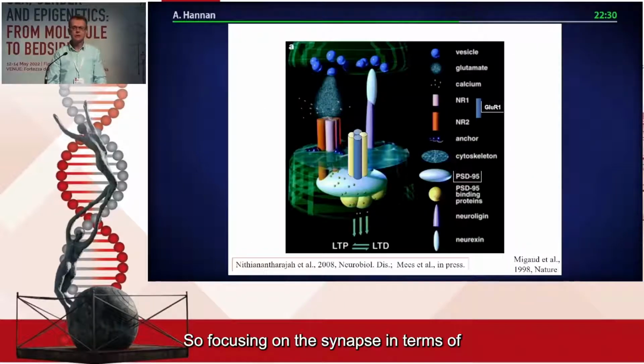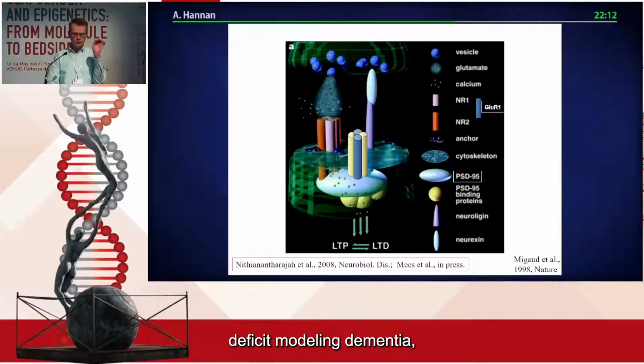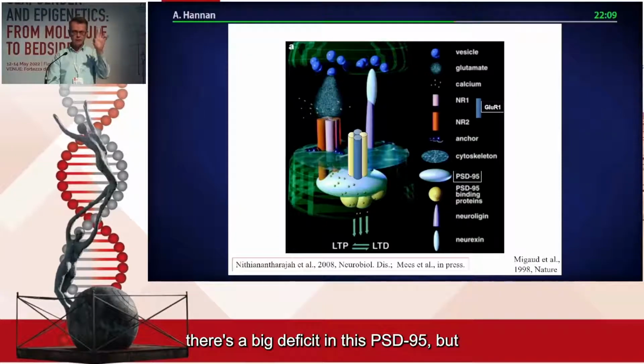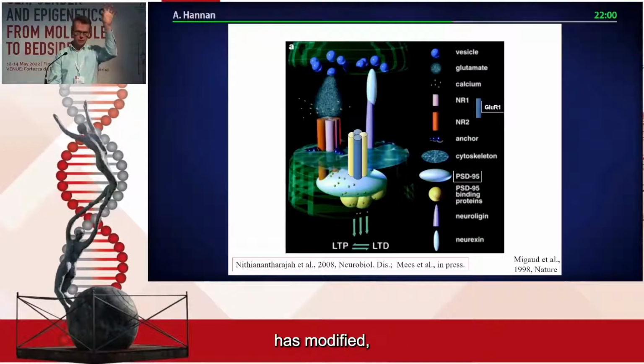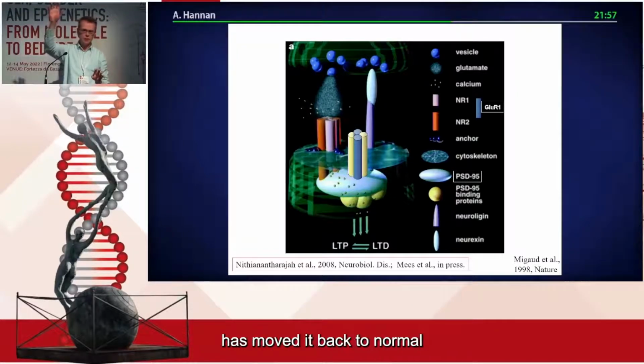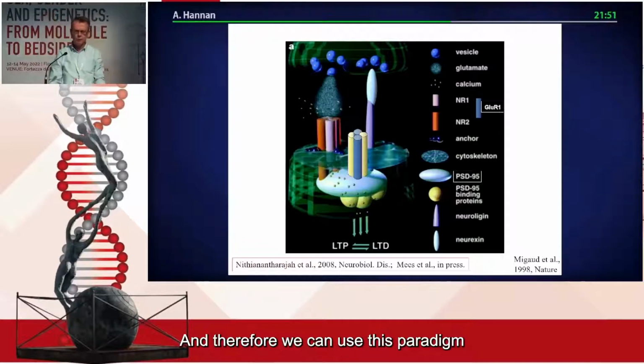So focusing on the synapse, we think that Huntington's is at least partly a synaptopathy, a disorder of synapses, and we've been able to show changes in particular proteins, for example, just focusing here on the PSD95 protein, which is very important for these forms of synaptic plasticity. At an age when we can show onset of the cognitive deficits modelling dementia, there's a big deficit in this PSD95, but environmental enrichment rescued it. So this is the type of molecule you might want as a therapeutic target. The disease has modified the molecule, environmental enrichment has moved it back to normal while correcting cognitive, affective and motor symptoms, and therefore we can use this paradigm to identify therapeutic targets.